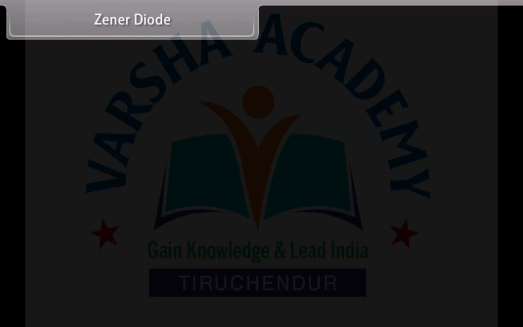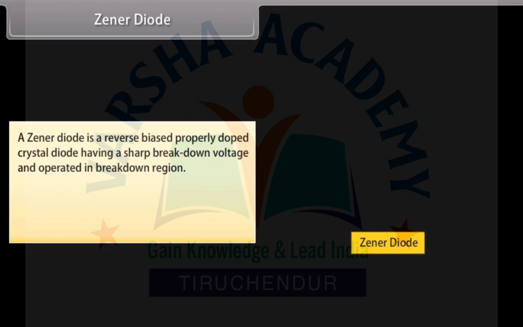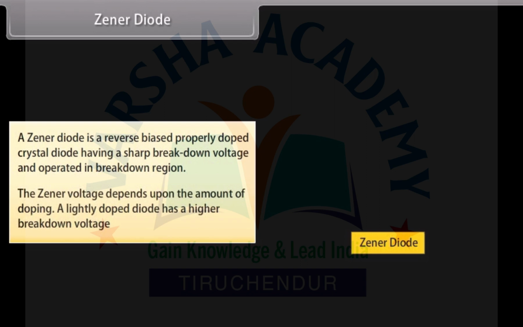Zener diode. A Zener diode is a reverse-biased, properly doped crystal diode having a sharp breakdown voltage and operated in the breakdown region. When the reverse bias on a crystal diode is increased beyond a critical value called the breakdown voltage, the reverse current increases sharply to a high value. The Zener voltage depends upon the amount of doping. A lightly doped diode has a higher breakdown voltage.